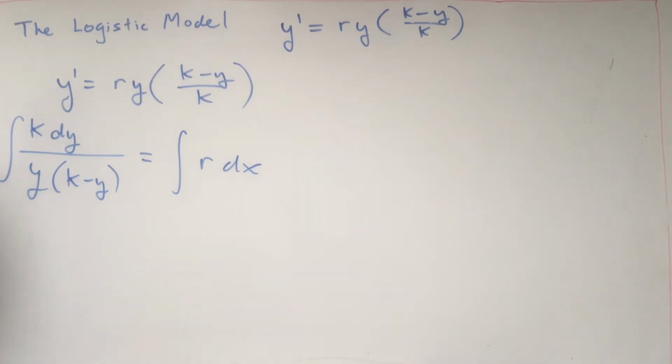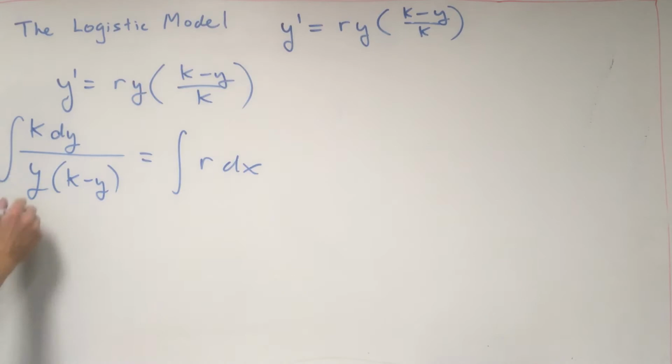On the left, I'm going to integrate using partial fraction decomposition. Notice the denominator here is a y times k minus y. I want to leave it to you to write the steps of the partial fraction decomposition. So you might pause the video at this point, see if you can work this out on your own and get the answer that I get. So I'll wait.